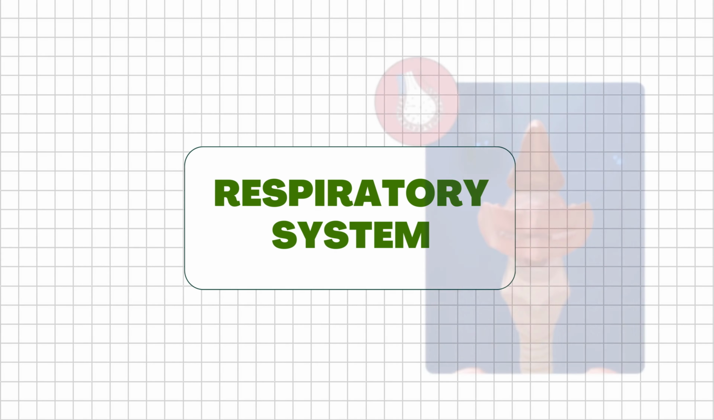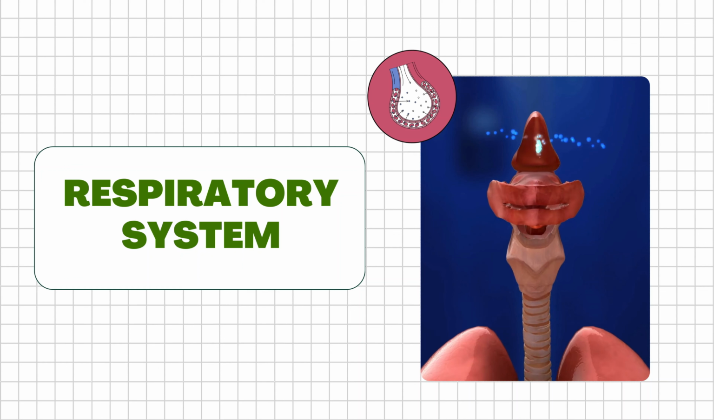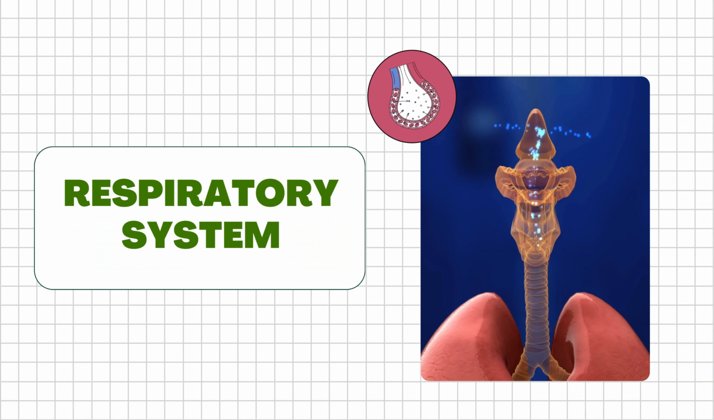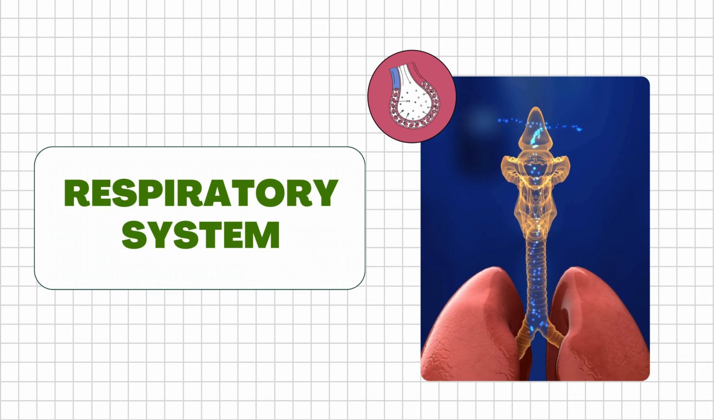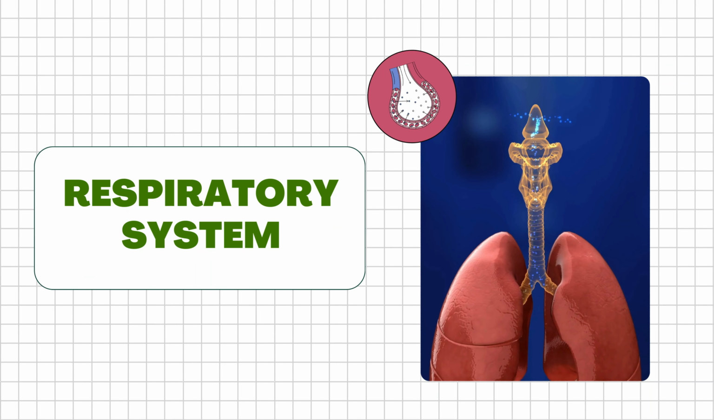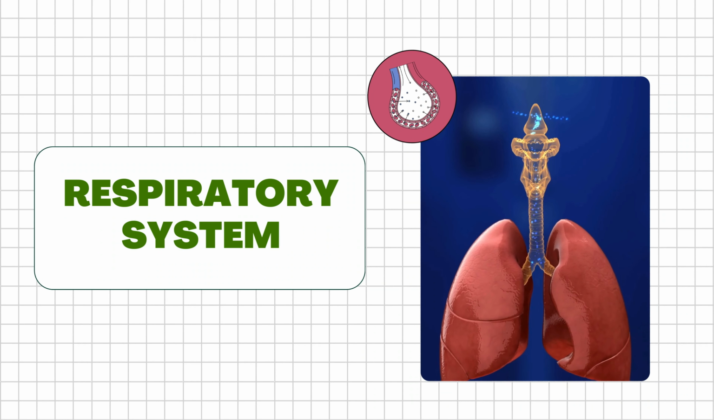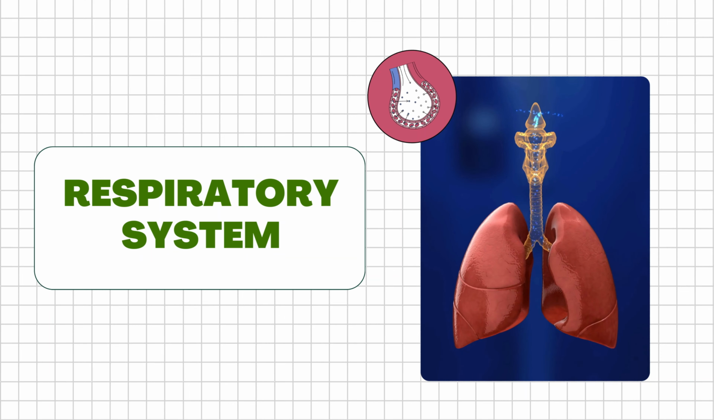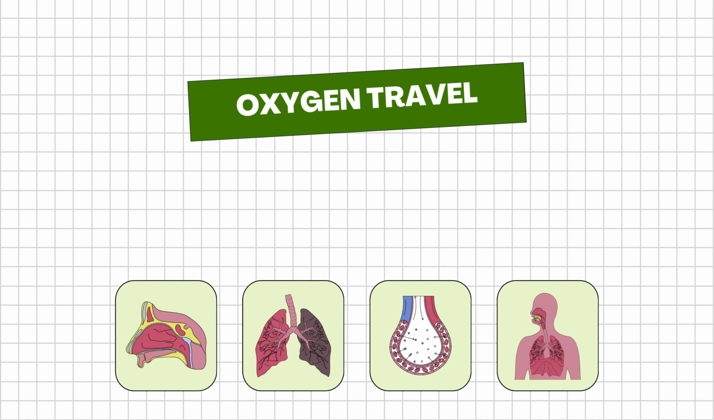Now, let's talk about the respiratory system. The respiratory system is a collection of organs that allow the body to take in oxygen from the air and remove carbon dioxide. This process, called external respiration, is essential for supporting cellular metabolism and maintaining body balance. This flowchart simplifies a complex process that captures the essential steps involved in oxygen transport and gas exchange within the respiratory system.